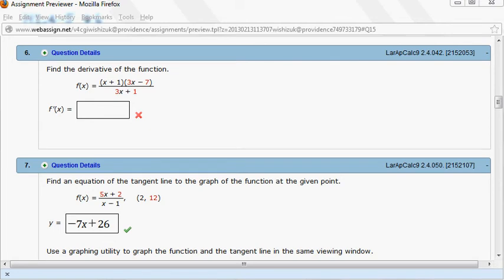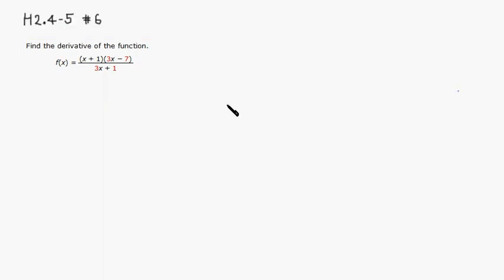Okay, let's go over homework 2.4, 2.5, number 6. All right, so we want to take the derivative of this rational function. Probably the easiest way is to just multiply out the numerator, so let's go ahead and do that.